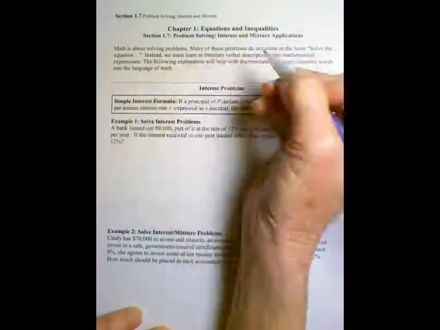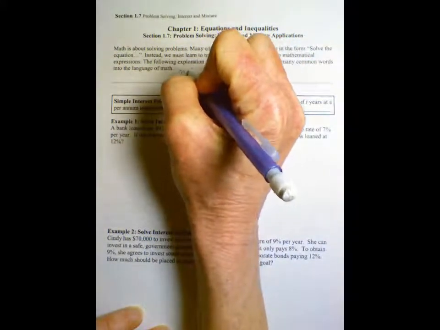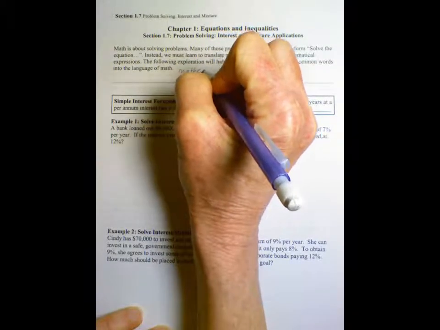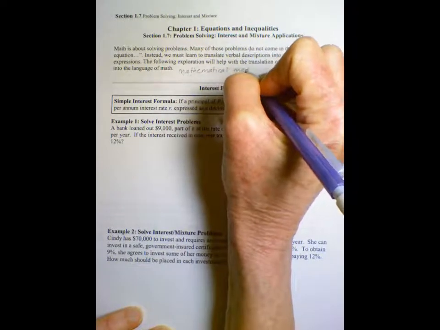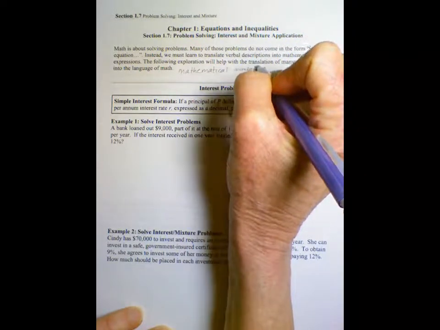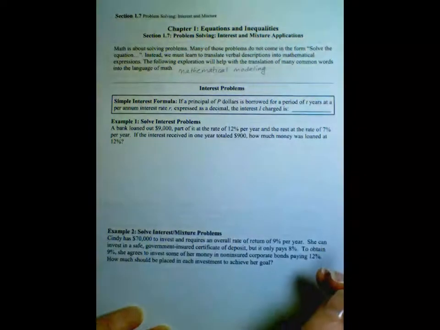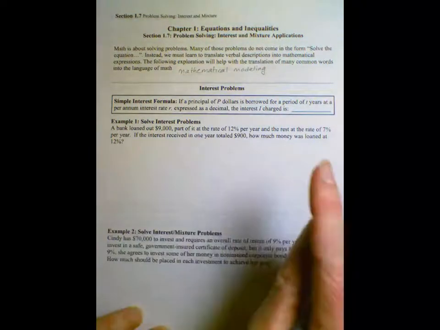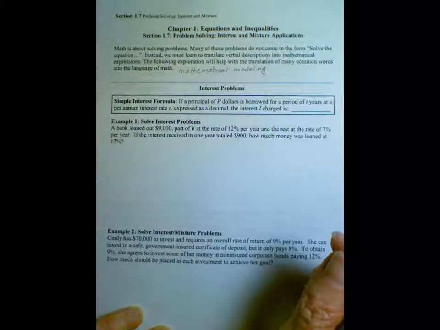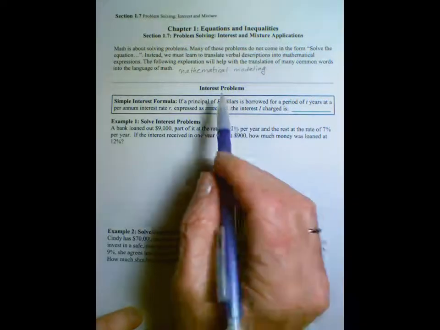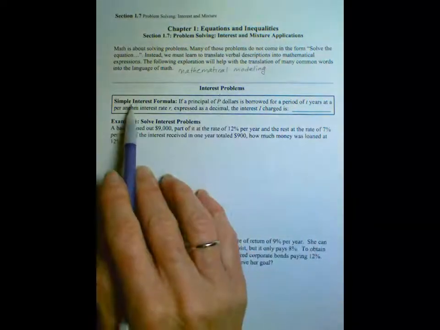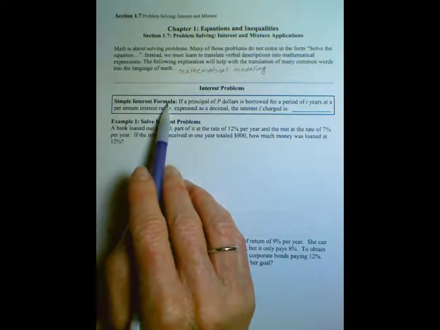So in this section, I'm going to make a note that we do mathematical modeling when we use variables to represent unknowns in a word problem, okay? So in the first topic, we said we're going to look at some interest problems, and to do that, we need to understand the simple interest formula.